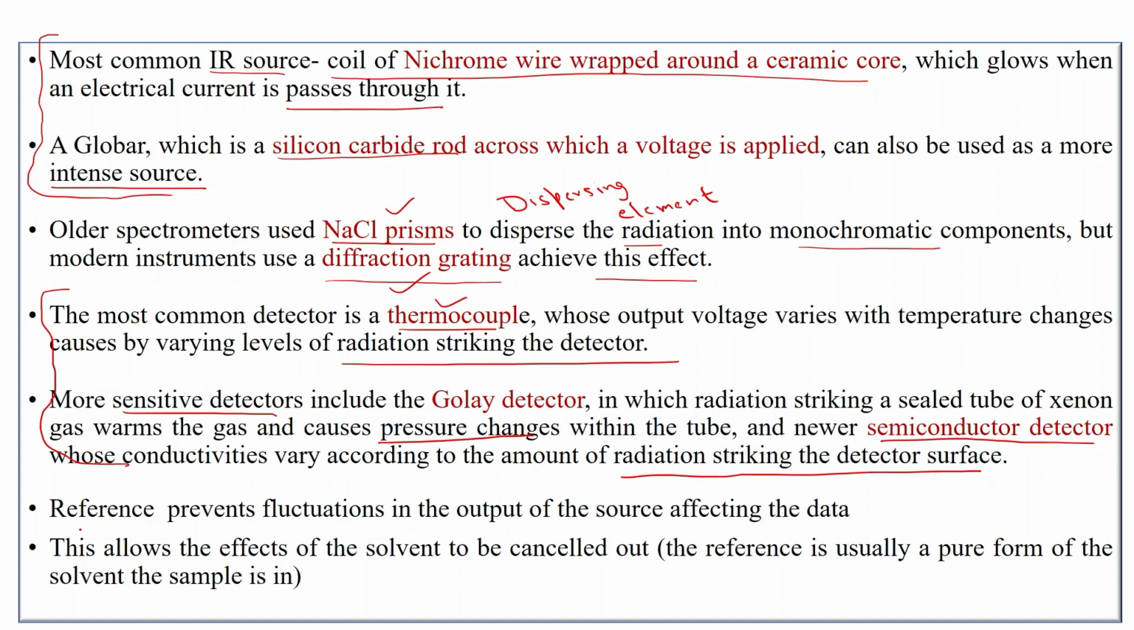Now the next line is about the reference. Why do we make use of a reference? Because the reference prevents fluctuation in the output of the source from affecting the data. Any mechanical vibration or electrical fluctuation can be minimized, can be nullified, if a reference is used. Also, this allows the effects of the solvent to be cancelled out, so the matrix effect can also be reduced. We have discussed this more in the spectroscopic lecture that you can see.